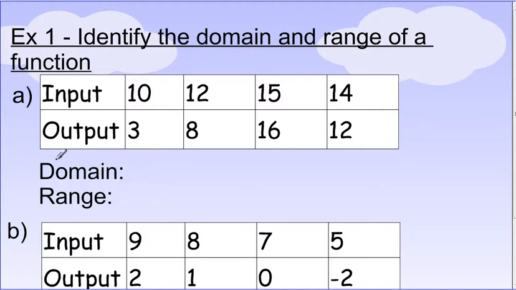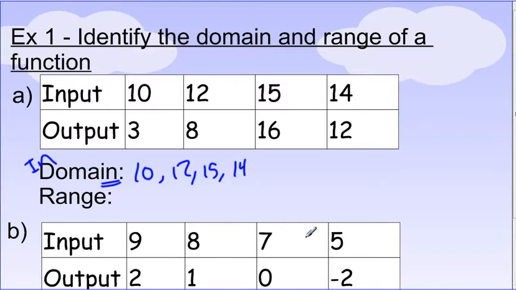The domain is the ins. You can remember because it has the word "in" in it. So domain is the input: 10, 12, 15, and 14. Those are the inputs. That's what you're plugging into your machine.